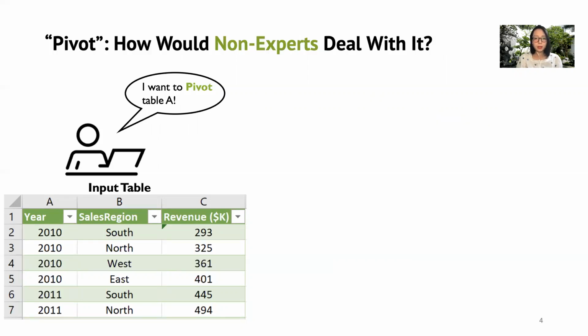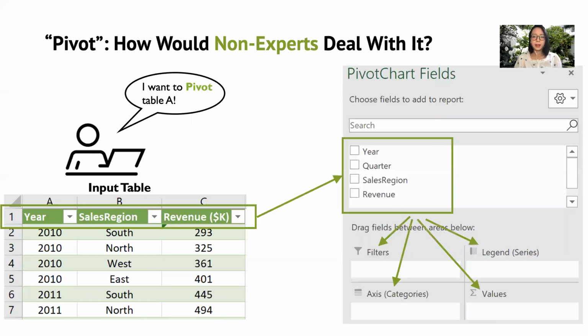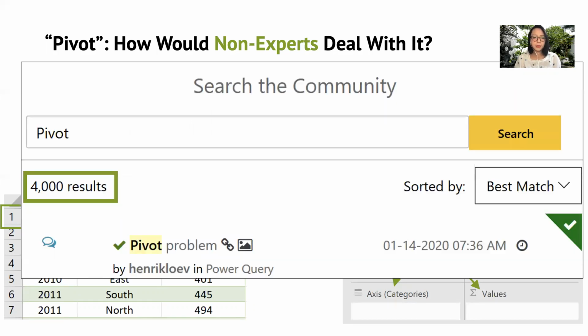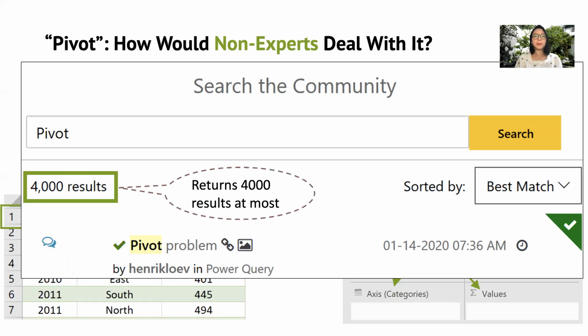While developers can write code, non-expert users often struggle with this pivot operator because the interface to fully parameterize a pivot is rather complicated. In Excel, for example, to perform pivot, you have to use a UI like this. It gives you all the attributes in the input table, and the user's task is to drag and drop these attributes into filter, legend, axis, and values. This is clearly not very intuitive. Actually, we find a large number of user questions on places like Excel forums asking about how to do pivot.